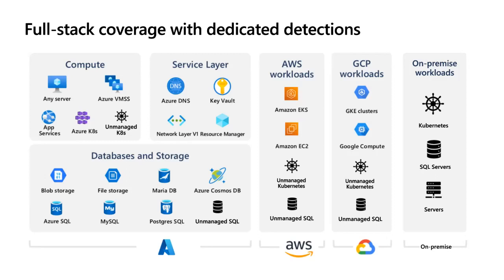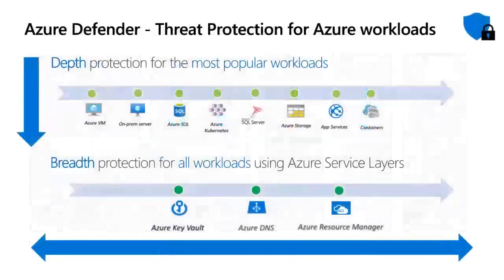And then, of course, you can also protect the Azure service layer, which we will be talking about in detail today. And last but definitely not least, it's not just Azure that's covered. We can also protect your AWS and GCP workloads with our new super easy to deploy connectors. And you can also protect your on-premises workloads using Azure Arc. Okay, so if you go on to the next slide there, Giulio.